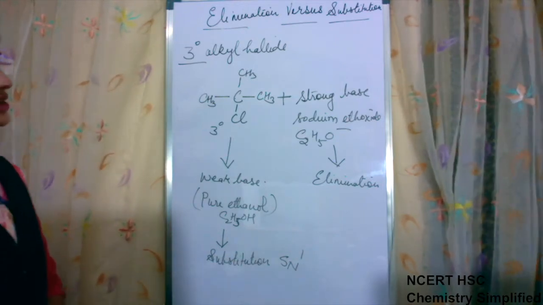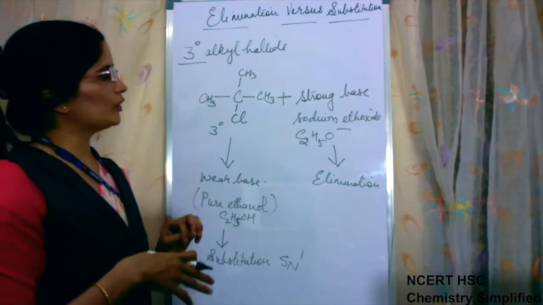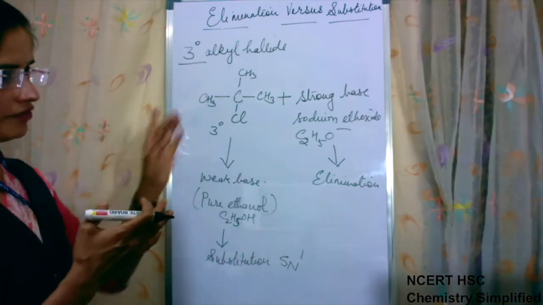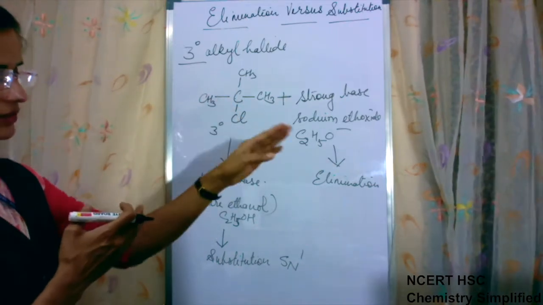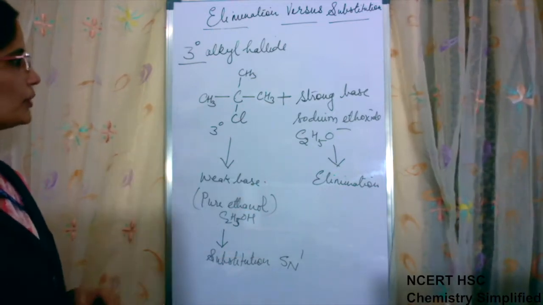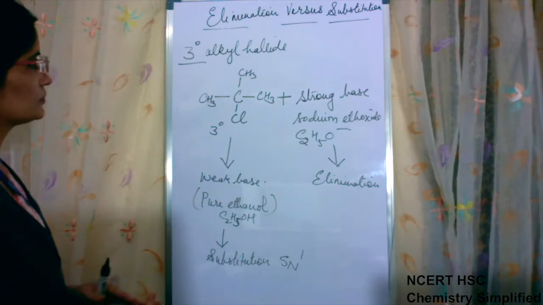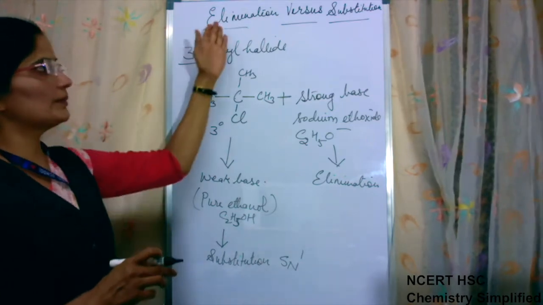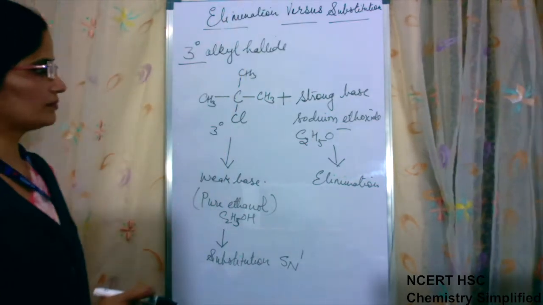Okay, so you just make a short summary of this. That 1 degree, which base, what product, elimination or substitution. 2 degree, again the conditions and then product. So this is all about elimination versus substitution.